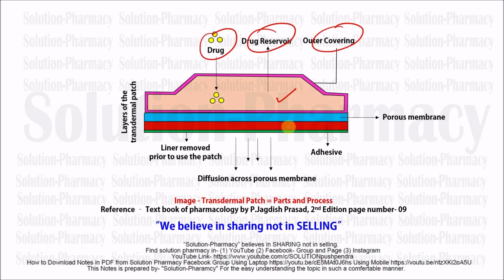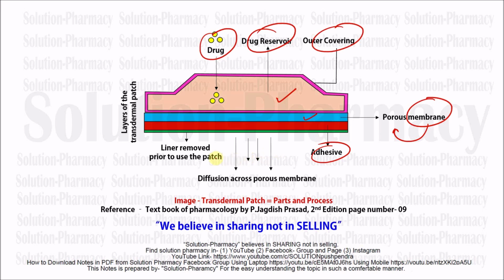Now we have to see the different layers of this transdermal patch. The first layer beneath this drug reservoir is called the porous membrane, that means a membrane which has pores. These pores allow the movement or release of drug from the drug reservoir towards the skin side. And just beneath this porous membrane there is the adhesive. Adhesive helps to stick the patch to the particular part of the skin so that it will not be removed from the skin.